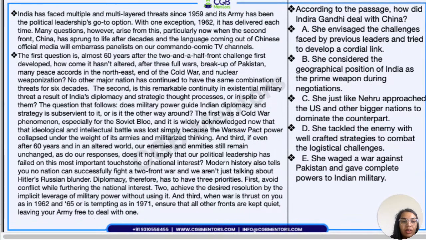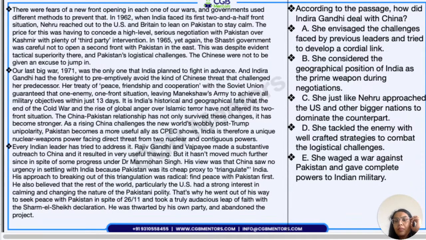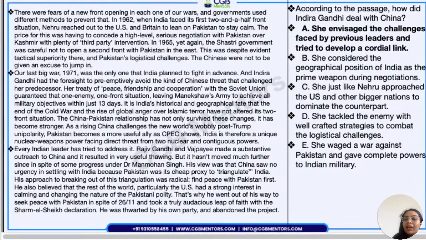Moving on to the next question. It says, according to this, how did Indira Gandhi deal with China? Now if you have read roughly, if you have skimmed, you know in the first part there is nowhere mention of Indira Gandhi. In this paragraph you get to know about whatever Indira Gandhi did. So this is how you can easily and quickly get your answer.